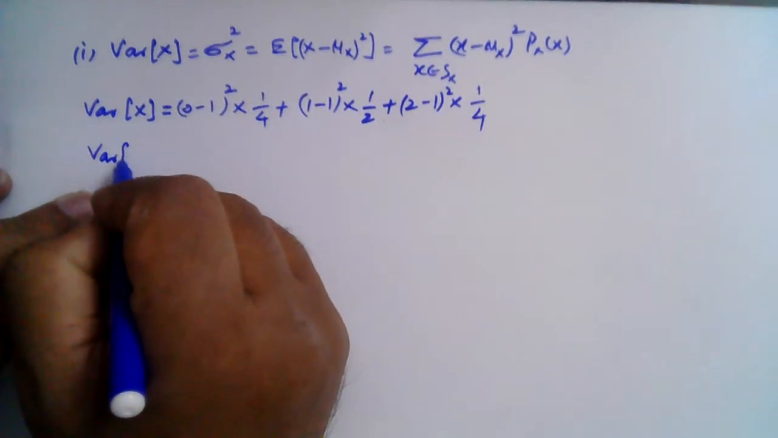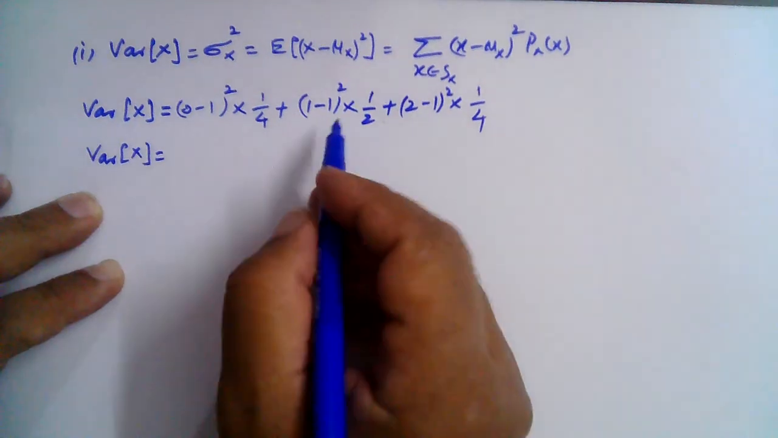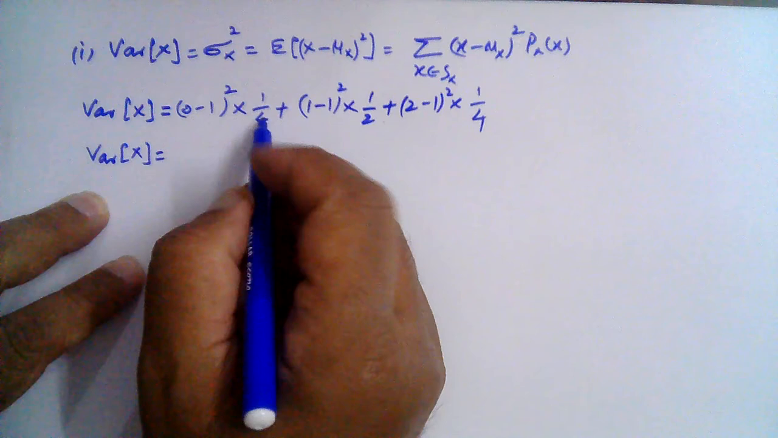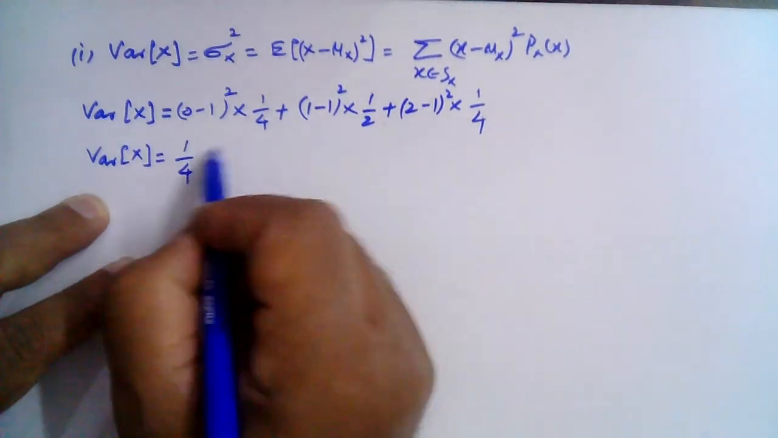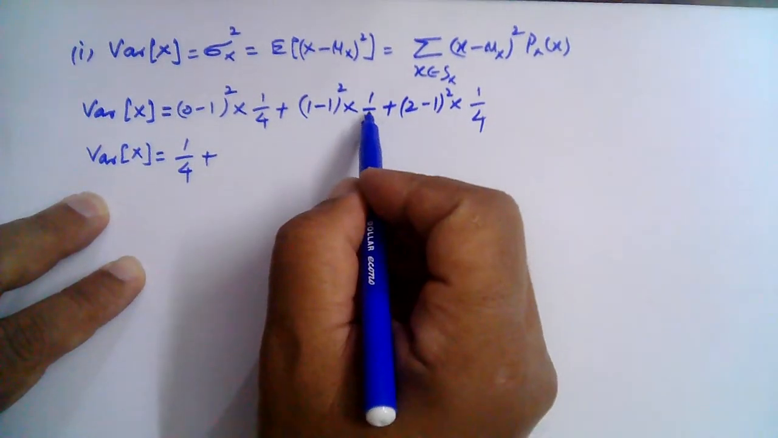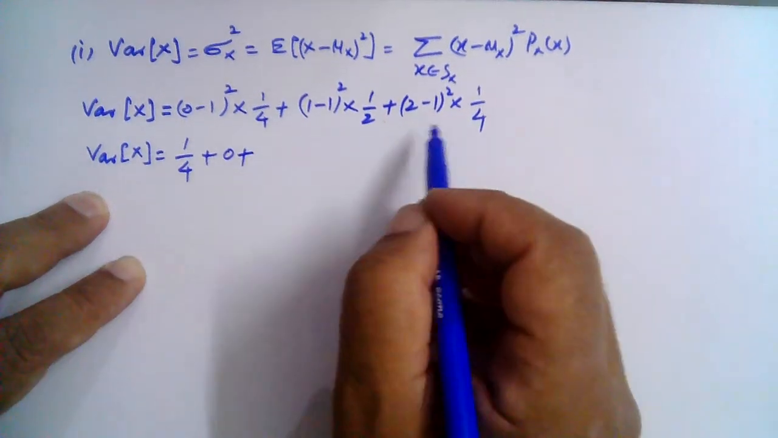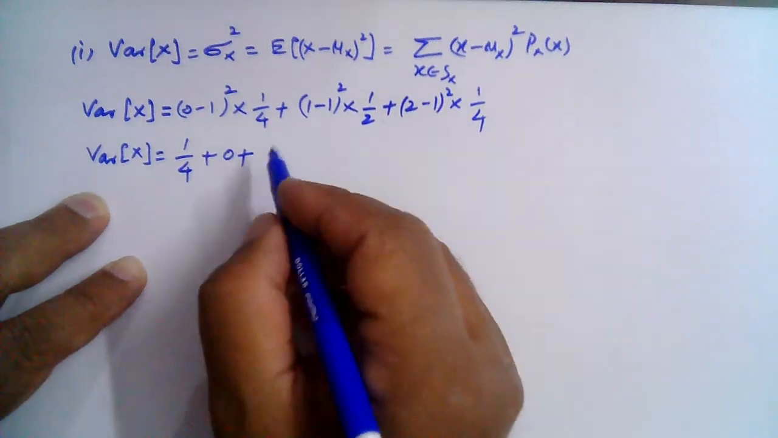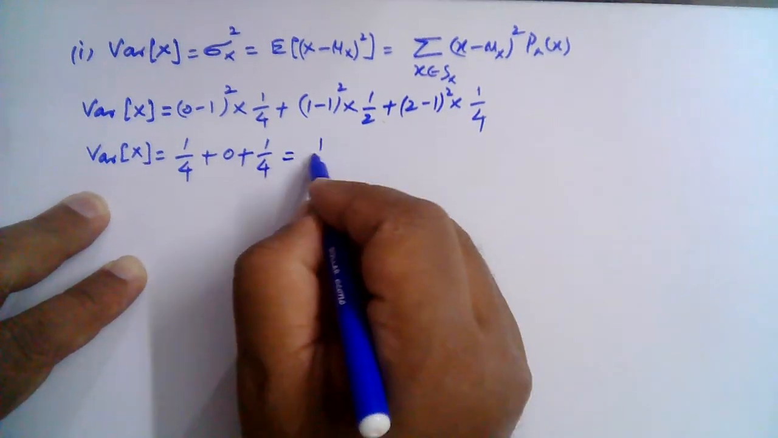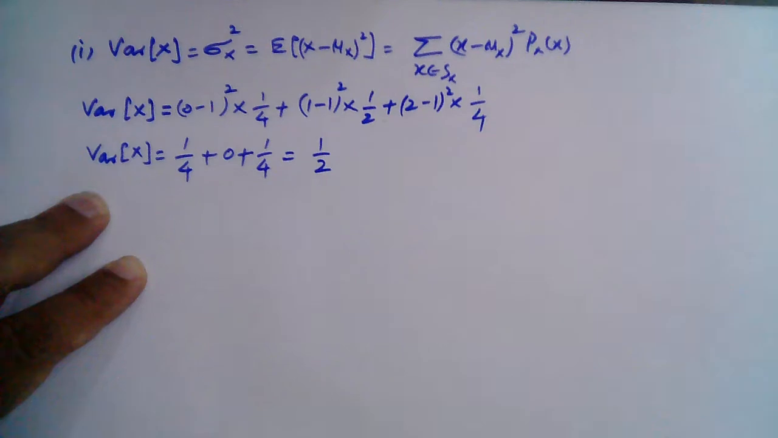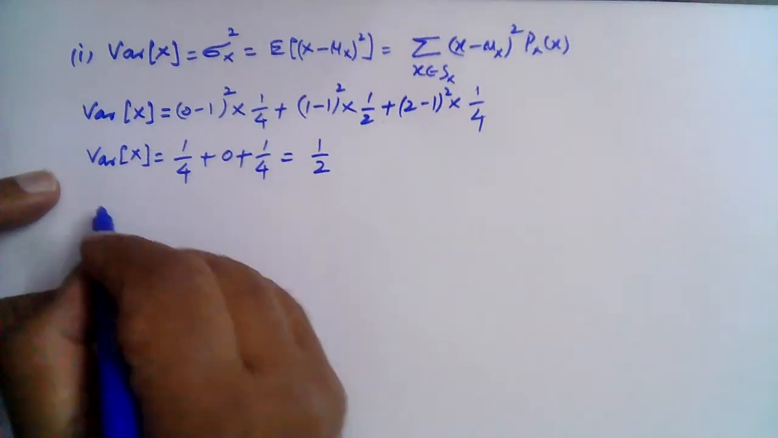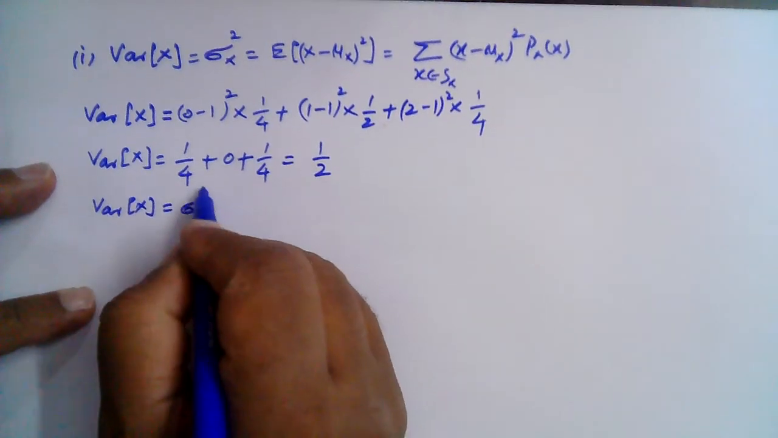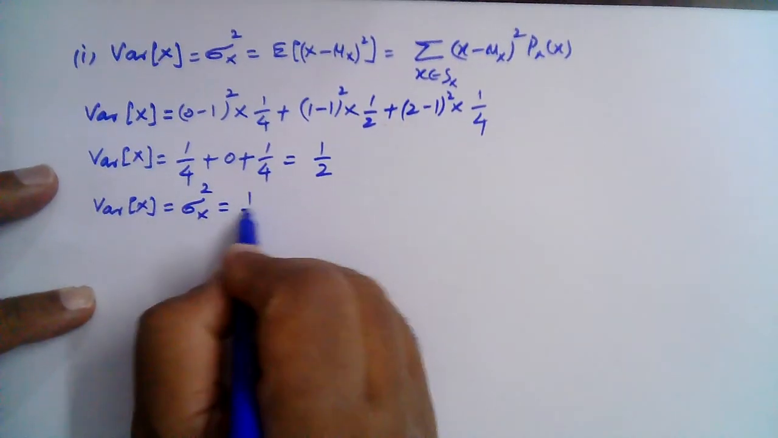So variance of x is now equal to, this is 0 minus 1 is minus 1 squared is 1 into 1 over 4 is 1 over 4, and then this value is 0 multiplied by 1 over 2 is 0, and this is 2 minus 1, this is 1 squared into 1 over 4, this is 1 over 4, so this is 1 over 2, right? So we can say that the variance of x, sigma x square, is 1 over 2.